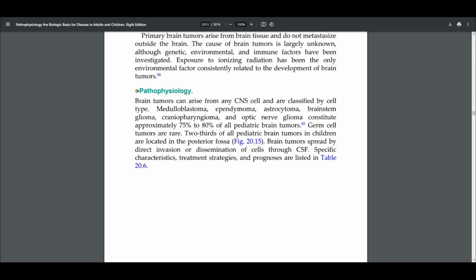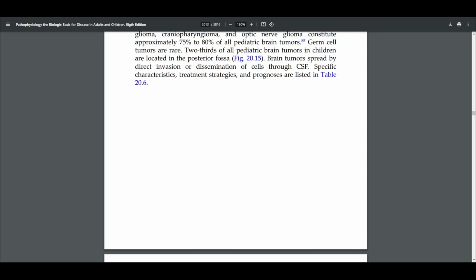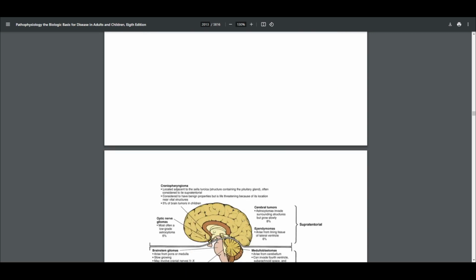Two-thirds of all pediatric brain tumors in children are located in the posterior fossa. Brain tumors spread by direct invasion or dissemination of cells through the CSF. Specific characteristics, treatment strategies, and prognosis are listed in the following table.